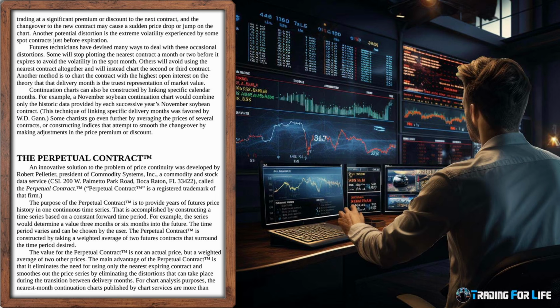Futures technicians have devised many ways to deal with these occasional distortions. Some will stop plotting the nearest contract a month or two before it expires to avoid the volatility in the spot month. Others will avoid using the nearest contract altogether and will instead chart the second or third contract. Another method is to chart the contract with the highest open interest on the theory that that delivery month is the truest representation of market value.